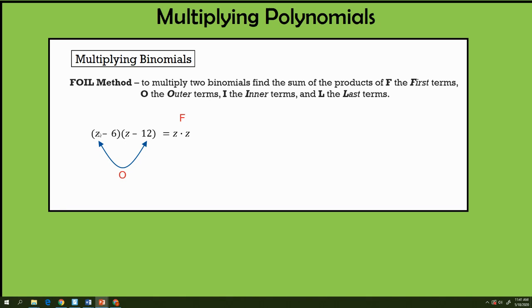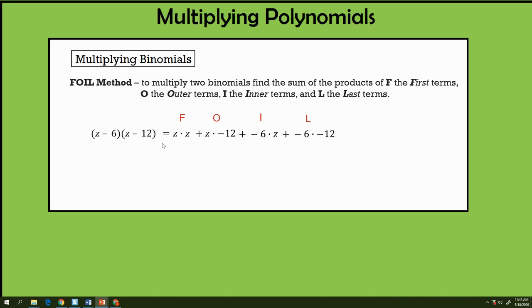Then we'll do the O, which is the outside two, so the outer two. Be careful with signs here. This is going to be now plus Z times negative 12. That minus in front of that 12 makes that a negative 12. Of course, that minus in front of the 6 makes it a negative 6. But the O is for outside, so that's Z times negative 12. The I represents the inner two, so this is going to be negative 6 times Z. And then the L stands for the lasts, so we're going to multiply negative 6 times negative 12. The F, the O, the I, the L all represent products. The next step in the process is to simplify each of those products and then see where we're at.